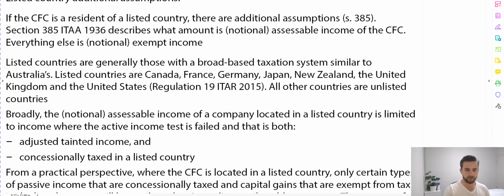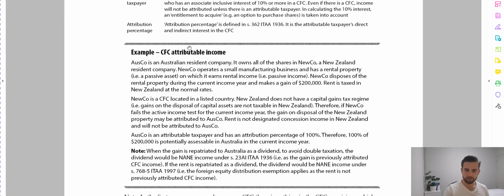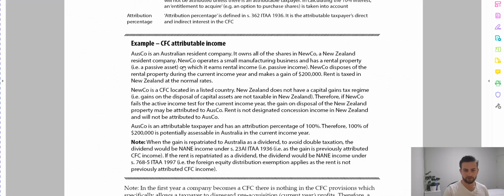So let's just do a quick example here from the CSG just to hammer home these points. We've got AusCo, an Australian resident company, which is important because we know that satisfies one side of the definition, as long as the other side is a foreign company, which it is. It's a New Zealand company, so that satisfies it. So the only test remaining is, do we have control of this company? Unless we see otherwise, I'm going to assume that we do. So they own a small business that has rental property, e.g. a passive asset, so it's not an active asset, on which it earns rental income.